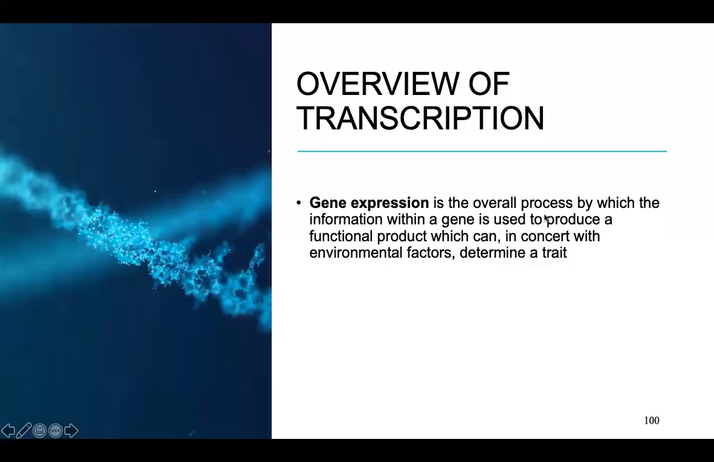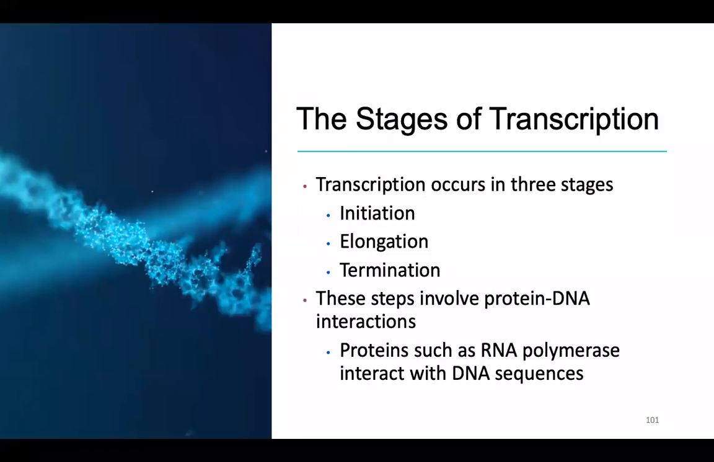So this is the overall process by which the information within a gene is used to produce a functional product, which can, in concert with environmental factors, determine a trait. Transcription occurs in three parts or three stages. We have initiation, elongation, and termination. These steps involve protein-DNA interactions. Proteins such as RNA polymerase interact with DNA sequences.